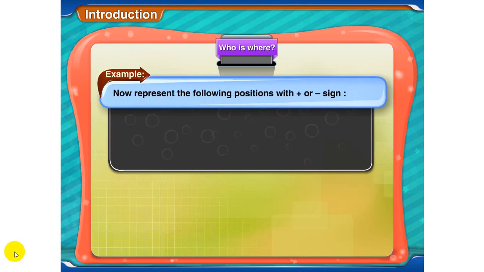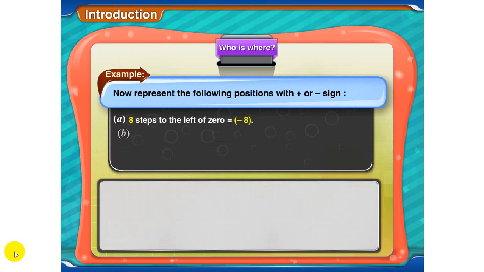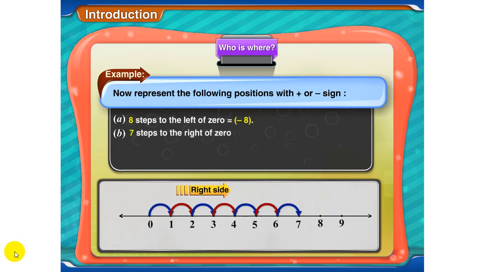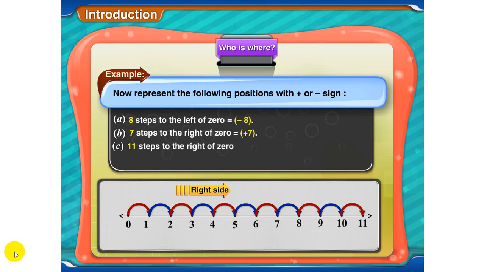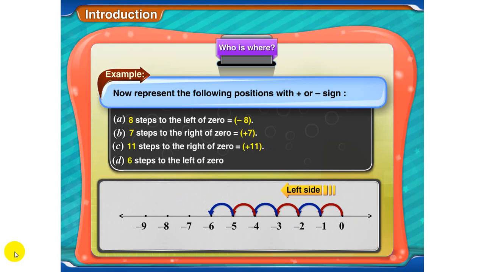Now represent the following positions with plus or minus sign. A. 8 steps to the left of 0 means negative 8. B. 7 steps to the right of 0 means positive 7. C. 11 steps to the right of 0 means positive 11. D. 6 steps to the left of 0 means negative 6.